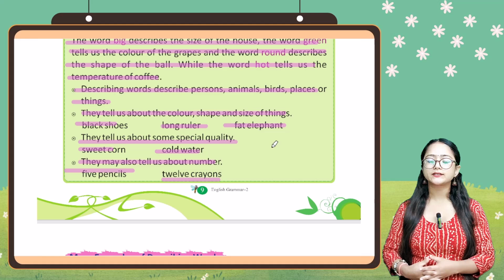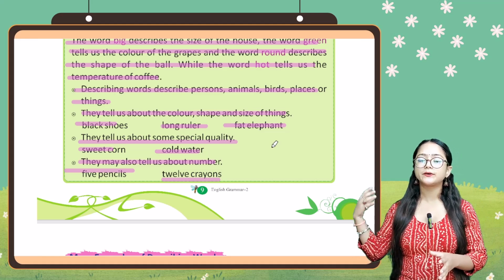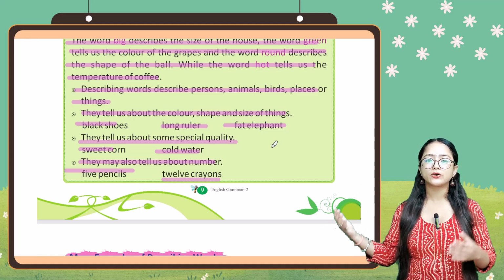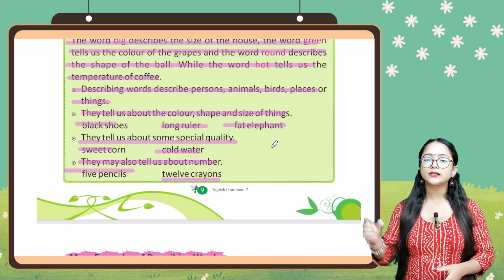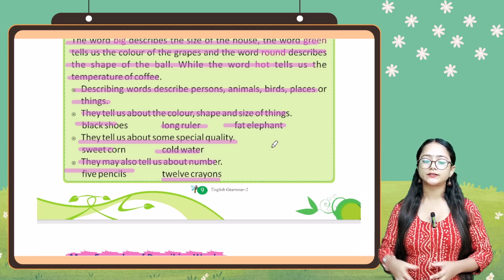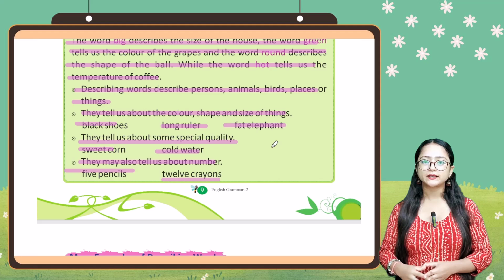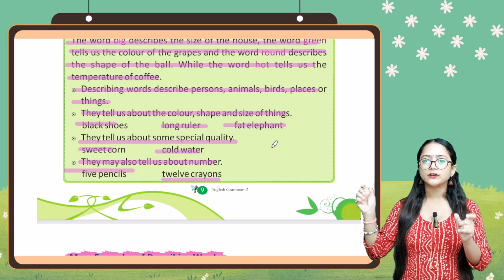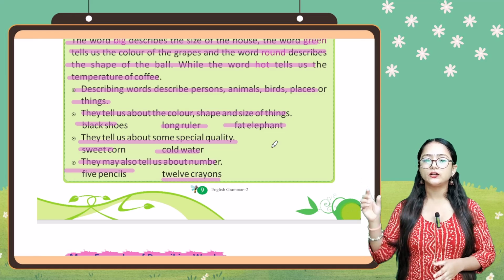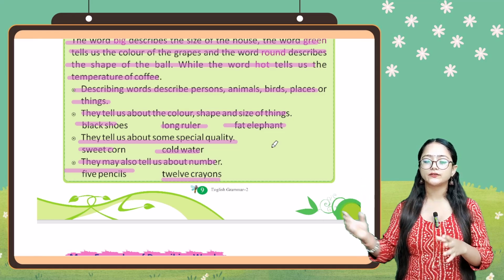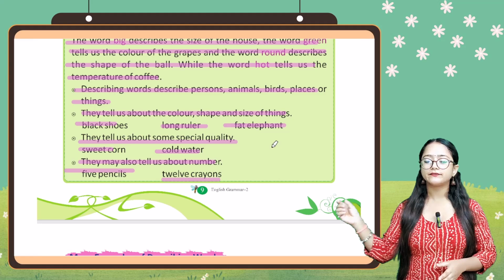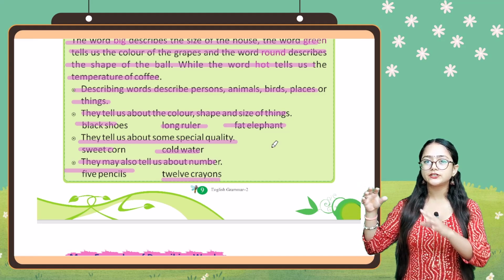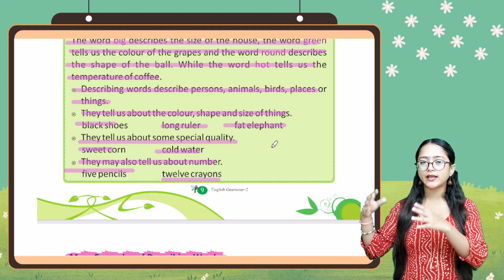So basically these describing words describe the person, animal, bird, place or things. They tell us about the color, shape and size of the thing. For example, shoes are black in color, black shoes. Okay, it is telling the color of the shoes. Long ruler, it is telling the size of the ruler. Then fat elephant, here also it is telling the shape or the size of the elephant.